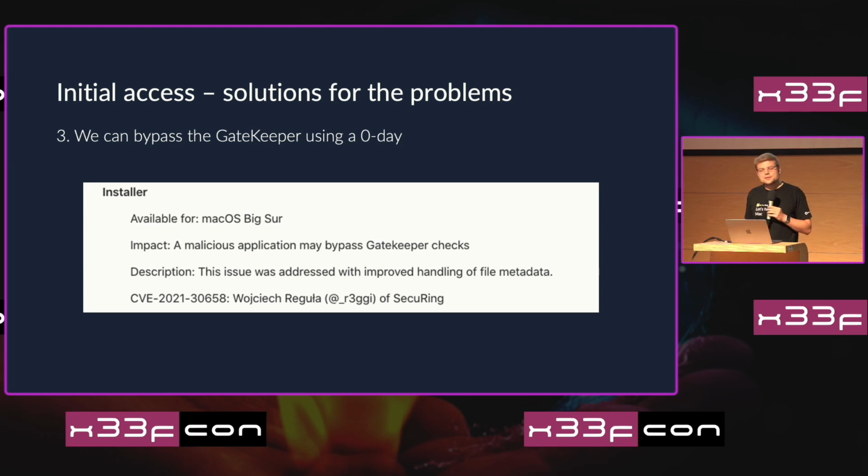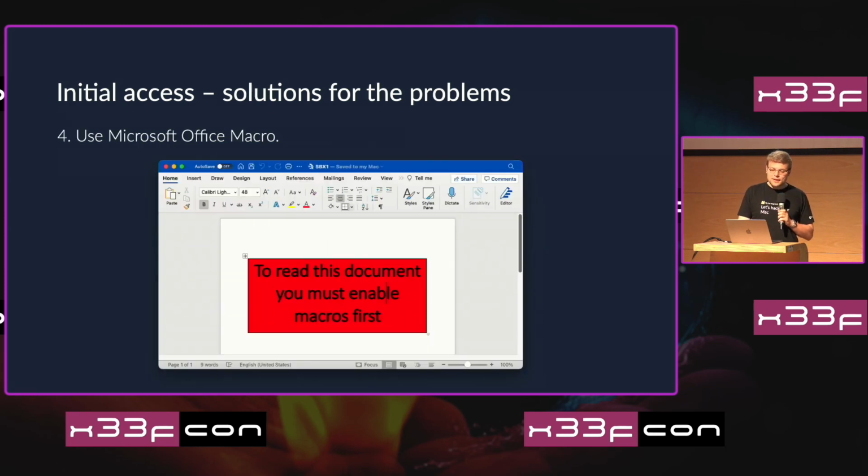Okay, so there is also a third way, but it requires us having a 0 day. So the mechanism that verifies the notarization on the user's end is called Gatekeeper. There are, of course, 0 days for that. I've even found one, as you can see on the slide. However, it still requires having a 0 day. And the last way that I'm going to share during this talk is infection via Microsoft Office macro, and that's what you are probably used to.